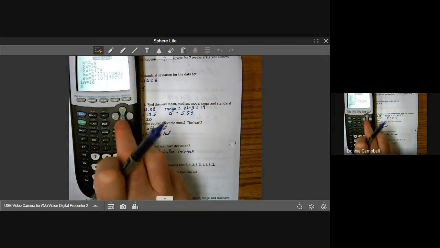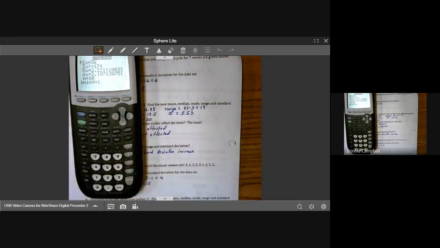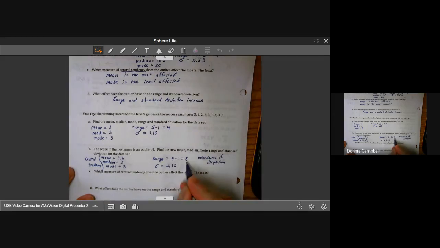Standard deviation is right here, which is 2.12. Okay? So those are all the values from your calculator. Okay, there's your measures: your range is 8, your standard deviation is 2.12, your mean's 3.6, your median.